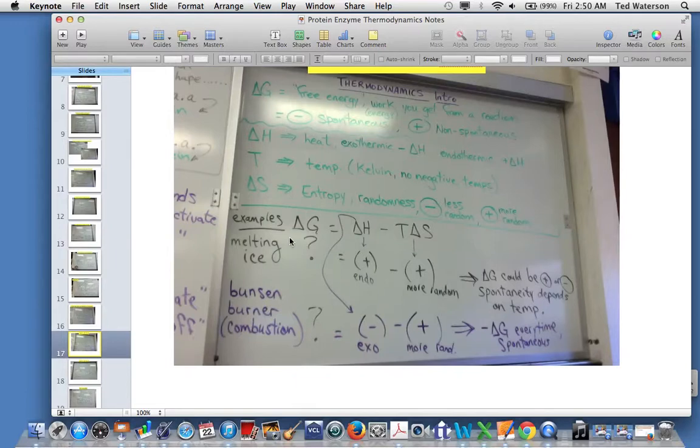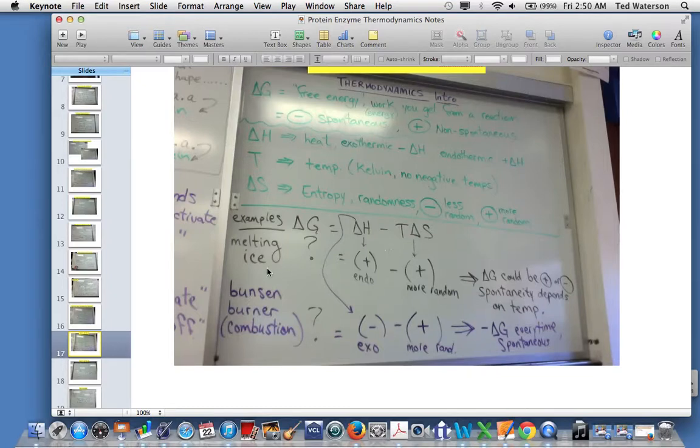Yes, please be able to interpret, not do math, but just plug signs into Gibbs, the equation for free energy, but really it's the equation for spontaneity. Will this reaction happen? Will the ice melt? Well, melting ice is endothermic. Melting ice increases the entropy, and the sign of delta H and delta S are the same. We say the reaction is temperature dependent.